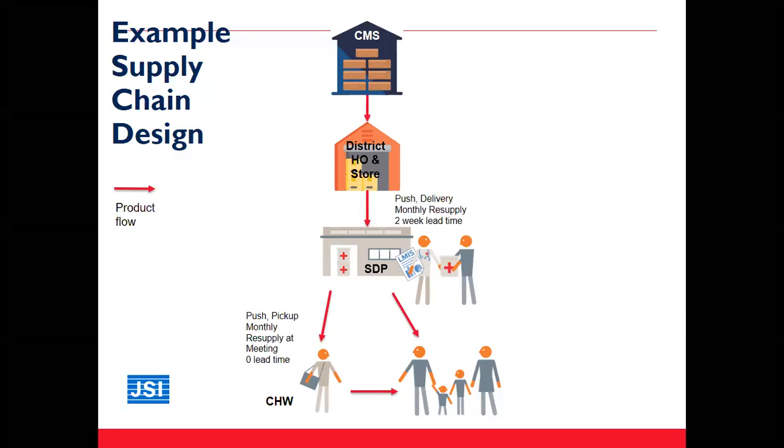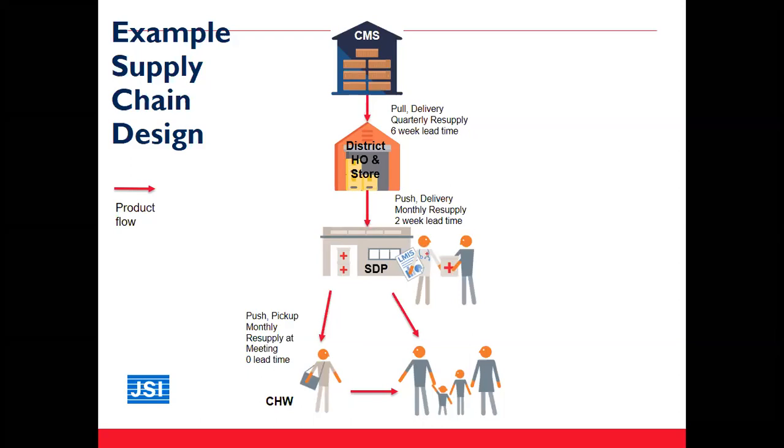The relationships between these levels in the system are also discussed and determined during the design workshop based on available manpower, storage, cold chain, and transportation capacity, and the results of a network analysis prior to the design workshop. So in this case, we would see that we have a relationship between the central medical stores and the district medical health office and store, where it's a pull system with a quarterly resupply and an estimated 6-week lead time between ordering and receipt of the new product.